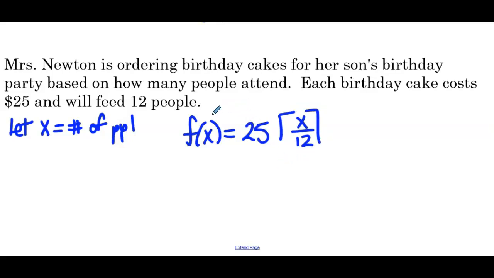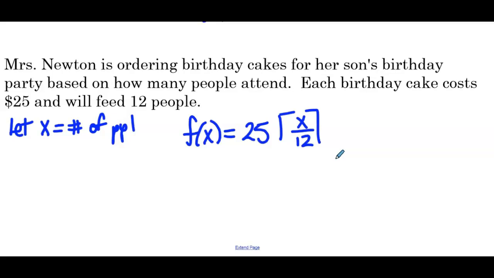So how much Miss Newton's spending on birthday cakes is going to be 25 times the ceiling of x divided by 12. So again, 24 people come. Divide by 12, that's 2. Ceiling of 2 is 2. Multiply by 25, she has to spend $50.